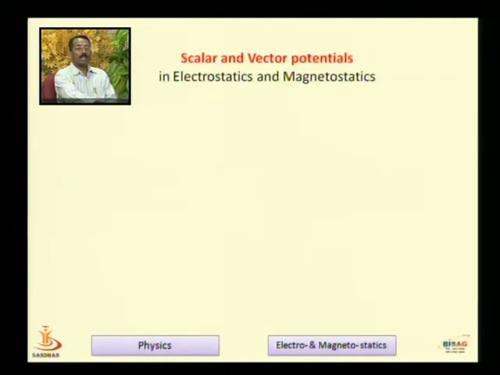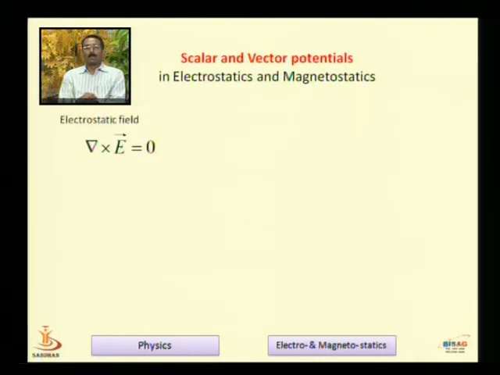Now consider scalar and vector potential in electrostatics and magnetostatics. For a given charge distribution, you can compute the electric field, and the electric field is a vector quantity. Similarly, you can also compute the potential. Let us consider the electric field, and we have recently seen that the curl of the electric field is 0.